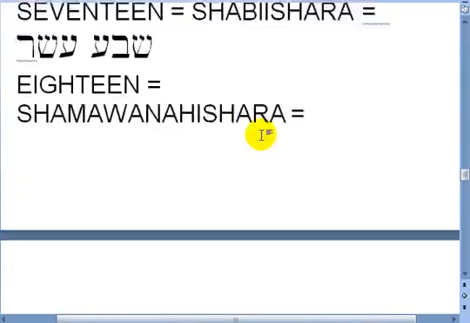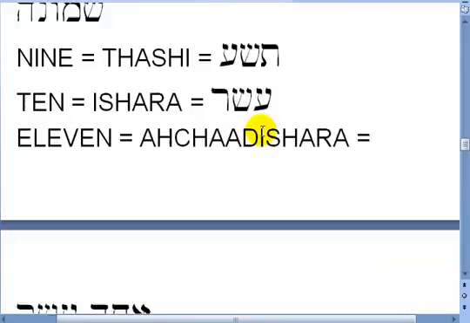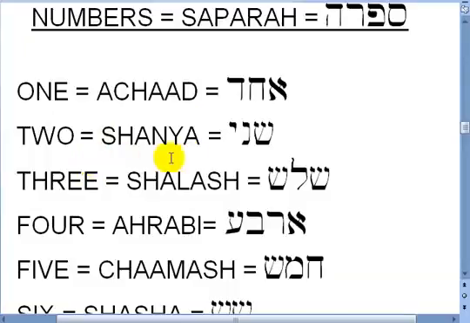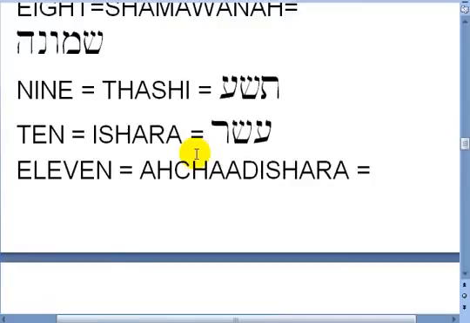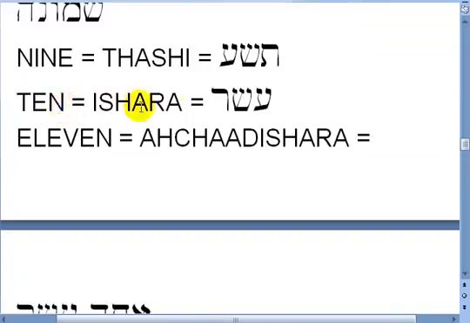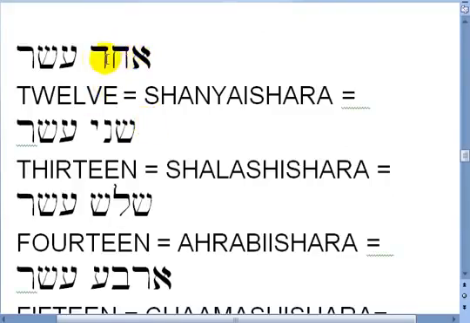Now, I was telling you before, I'll go back to number 11. And matter of fact, let me do 12 since they're together. 12 is Shanya Aishara. Shanya is 2, Aishara is 10, as you can see here. So you basically add the number 1 and then the number 10, which makes it 11. The number 2 and the number 10 makes it 12.